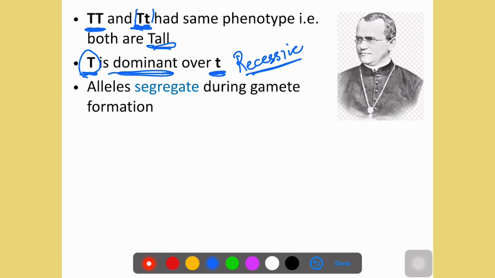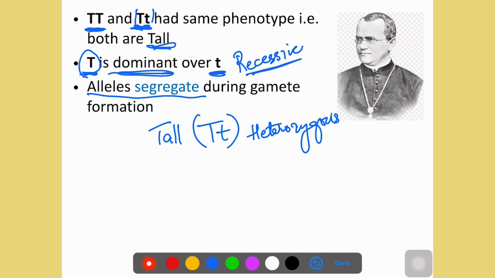And another important thing is, Mendel said that during the gamete formation, the alleles segregate. What does it mean? I will explain over here. Let's say there is a tall pea plant, right? And this tall pea plant has got a genotype of a capital T and a small t. That means it is heterozygous, right?